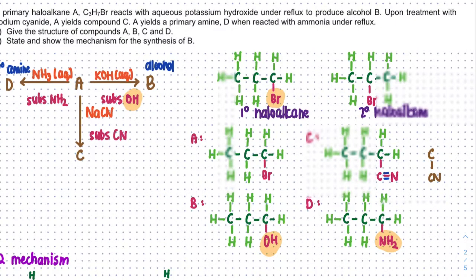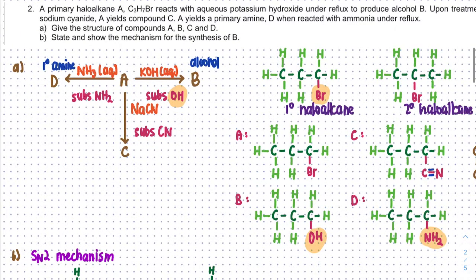And last but not least, when you substitute your bromine here with NH2 to produce a primary amine, this is our NH2. So for the haloalkane, most of the reactions, the main reaction, is nucleophilic substitution.